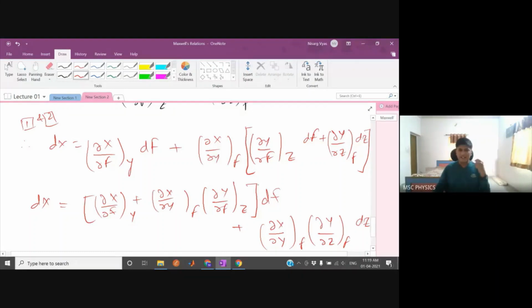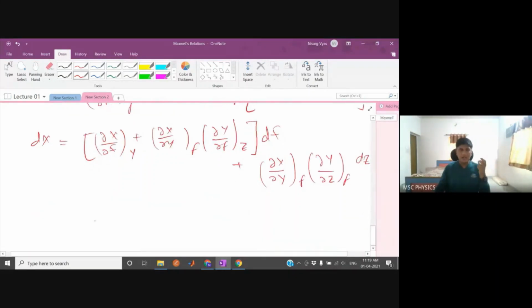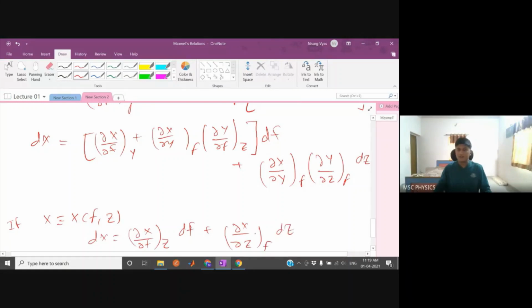But if dx has natural variables f and z, if x is a function of f and z, it means that x has natural variables f and z, then you can write dx as del x by del f at constant z into df plus del x by del z at constant f into dz. So you can write it like this, but since this is another equation, let's call this equation number 3, and this is equation number 4. You got this equation 3 from equation 1 and 2, and this equation 4 from our fundamental relation, if x is a function of f and z. So this is our fundamental relation.